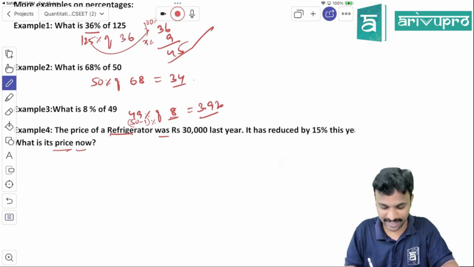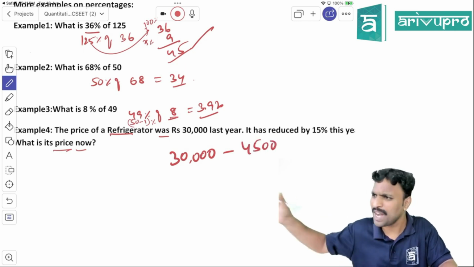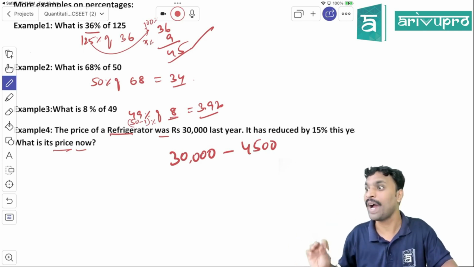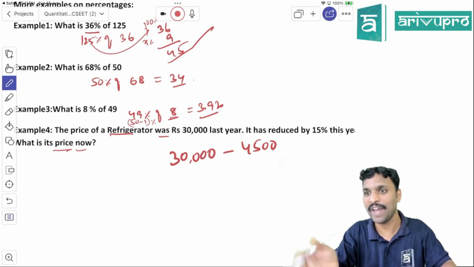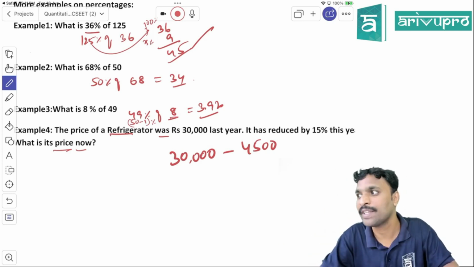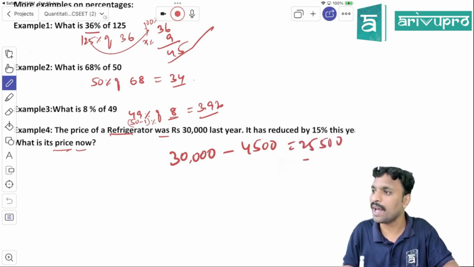25,500. Because 30,000 was the initial price. It is reduced by 15% means 4,500 is reduced. Subtract 5,000 first. From 30 subtract 5. 25. But you had to subtract only 4.5. So 500 extra you subtracted. So add 500. So 25,500. Understood? Everyone.